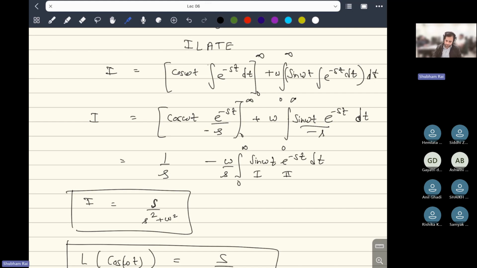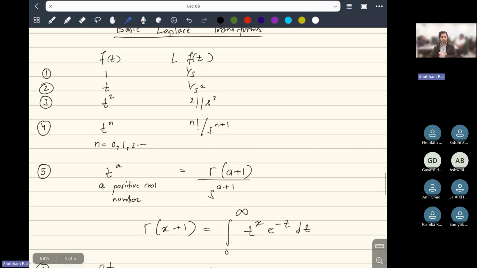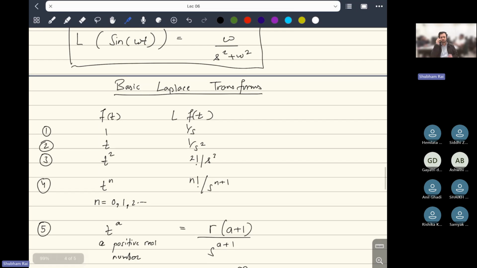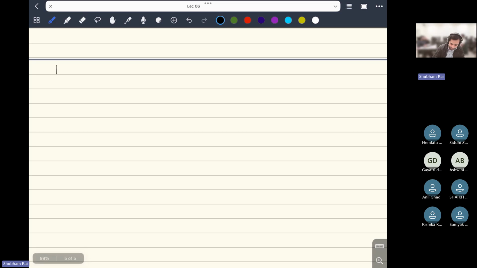I think we have the Laplace transform of all these basic functions. Now we will use the Laplace transform of these basic functions and the properties of Laplace transforms. We will calculate the Laplace transform of some complex functions. So let's see what are the properties of these Laplace transforms. So first, a few more properties. Again, I'm coming to the properties.